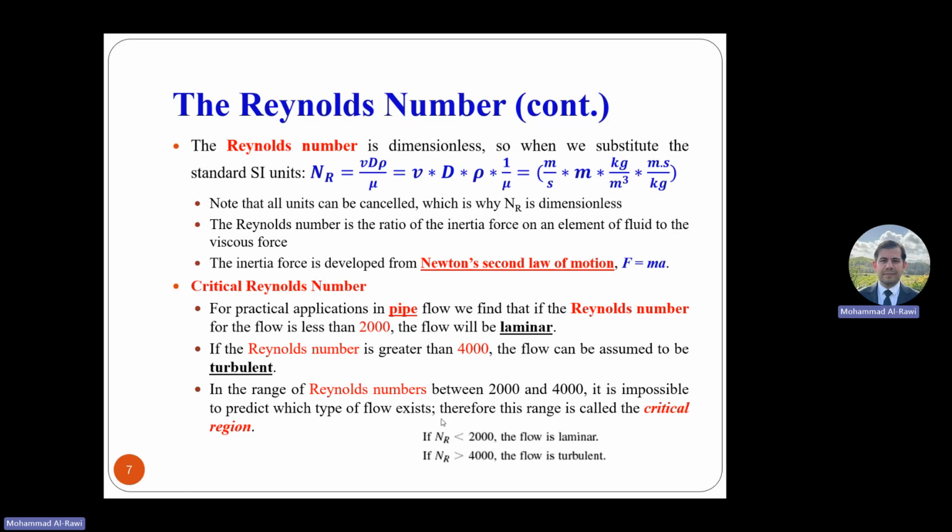I want to say that sometimes, for simplicity, we also assume 2000 or less, or equal, and 4000 or greater for turbulent. Some places you find it like that.